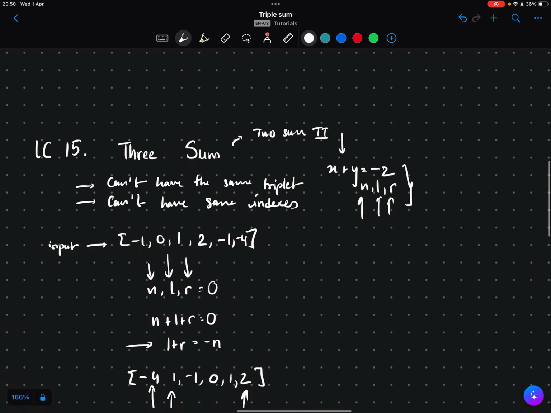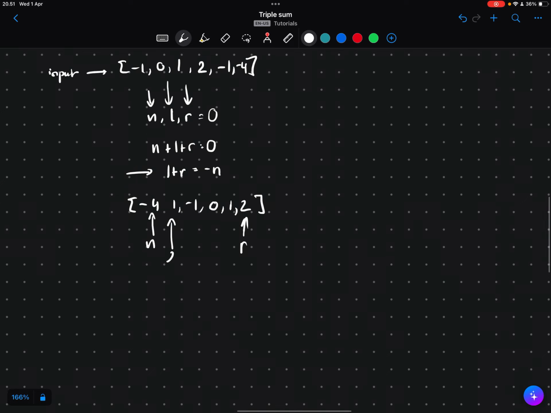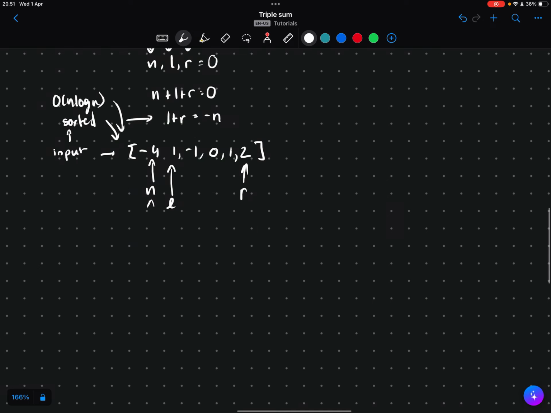Obviously we want to start it 1 ahead of n, because I already mentioned we can't have the same indexes. And it wouldn't make sense to do that either, because why would you want n plus r? That's not the question itself. Now we turn our input to sorted, and we would get this. This gives us O(n log n) complexity.